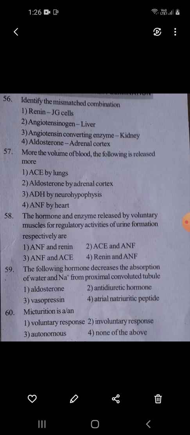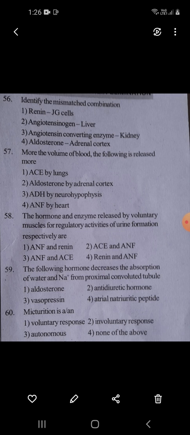Next comes the 57th question. The more the volume of blood, the following is released more: 1. ACE by lungs, 2. Aldosterone by adrenal cortex, 3. ADH by neurohypophysis, 4. ANF by heart.